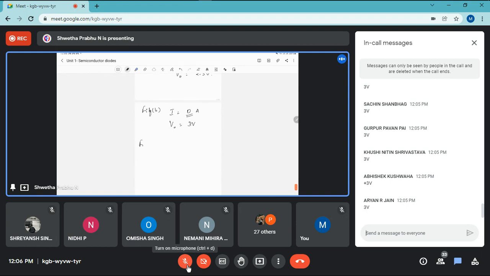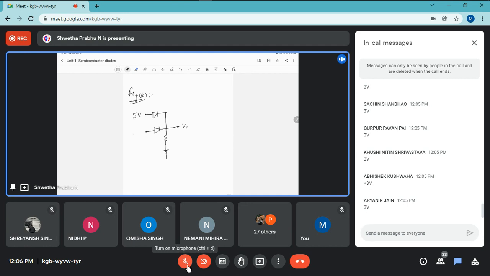Coming to figure C. In order to explain figure C, figure D and figure E, there is a concept behind this circuit. First, let me explain that concept and later we will come to this particular problem. Okay. So here you have a circuit like this. This is an example circuit I have considered.